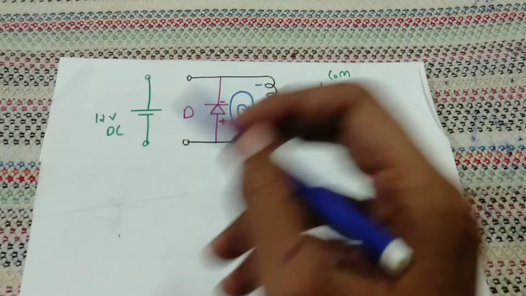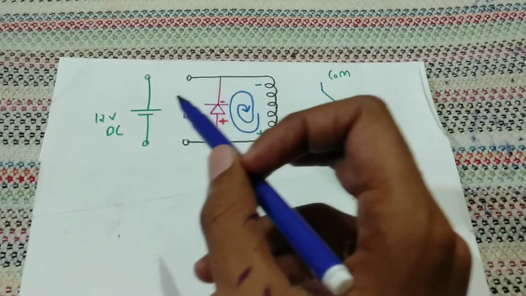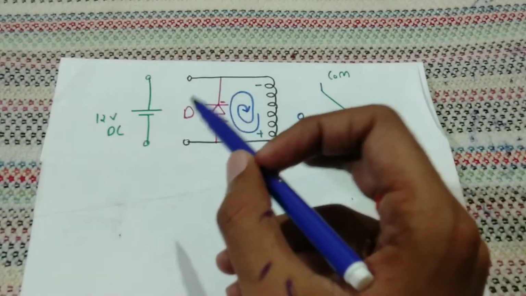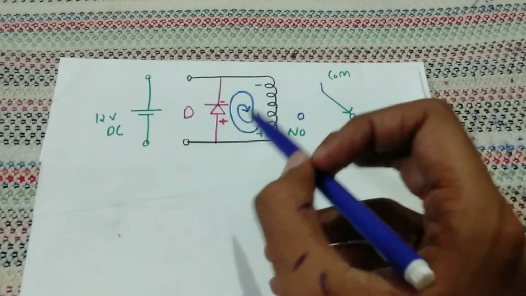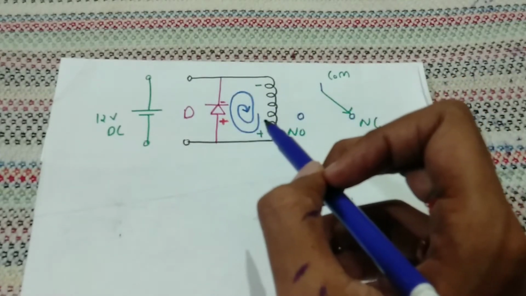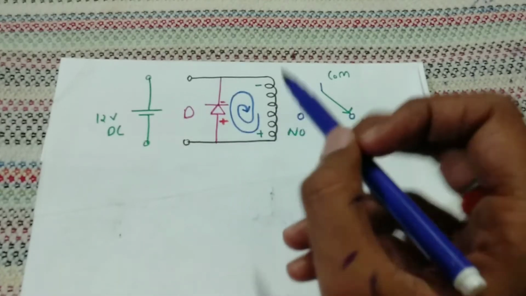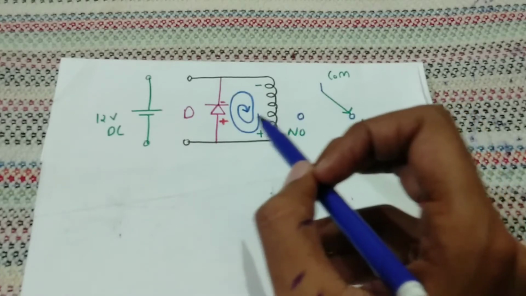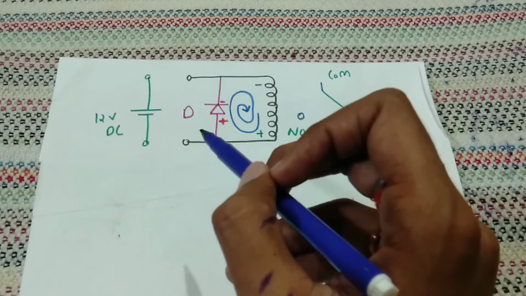As you can see in the circuit, when 12 volt DC is removed from this coil, what will happen? If you don't use a diode here, then a high voltage is developed across the coil. This high voltage can damage or burn the coil. That's why, to protect the coil from damage, we use a diode here in an inverted manner. Why do we use it in an inverted manner?